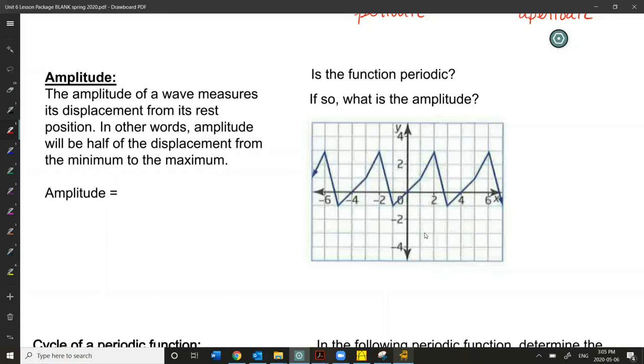The amplitude of a wave is basically going to measure the displacement from a resting position. So in other words, when you go to calculate amplitude, it's actually going to be half of the displacement from the minimum to the maximum point on your graph. So I can easily calculate amplitude by doing max minus min over 2.